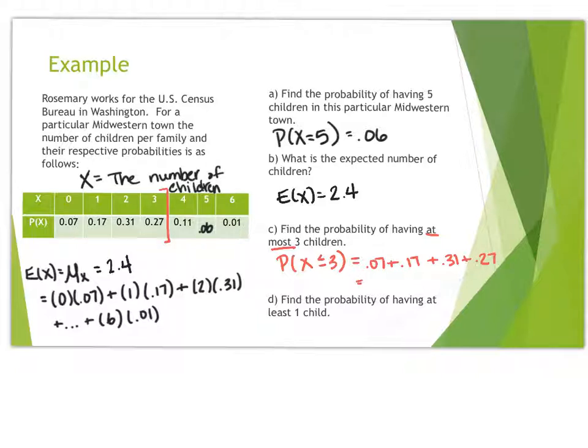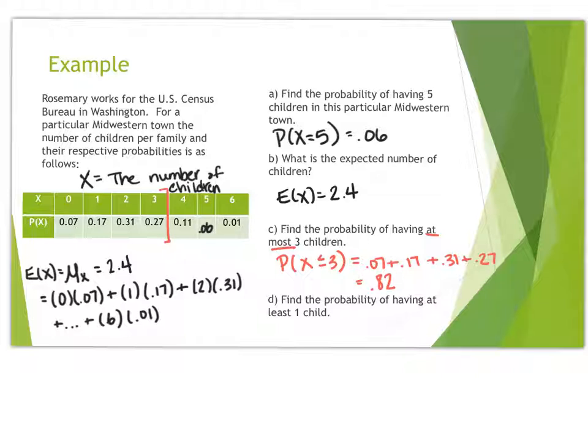And when we add all those up, we get 0.82, or 82% of the families have at most 3 children.